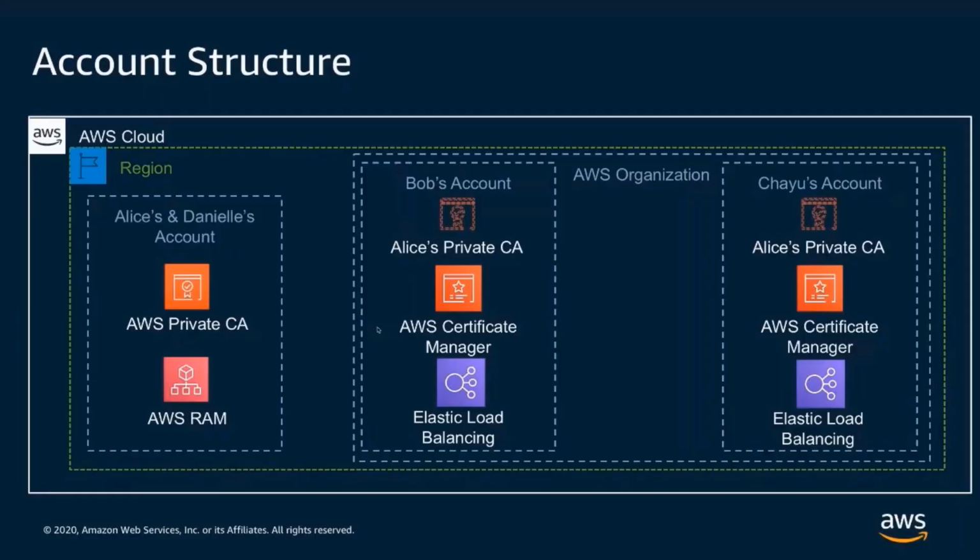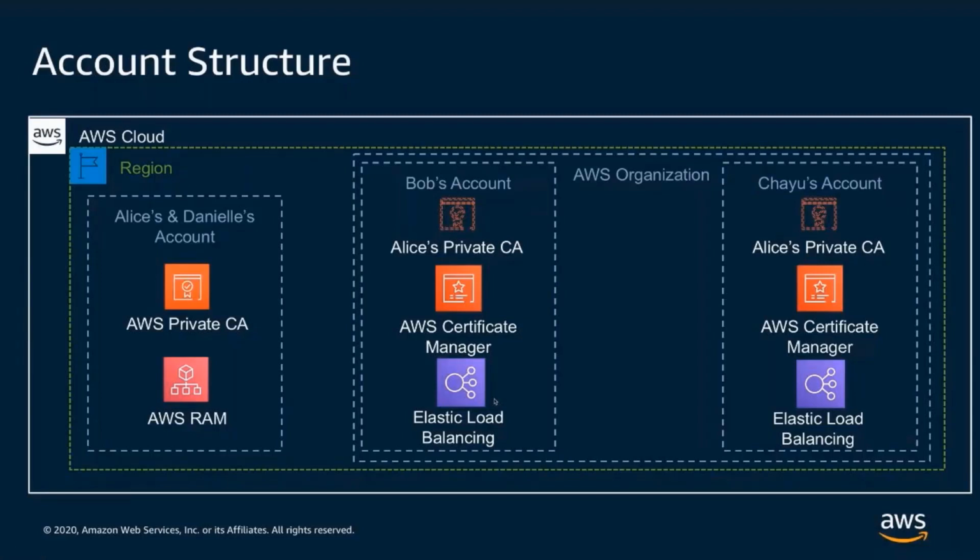Here we are looking at that account structure again. And we can see how Alice created a CA, Alice and Danielle locked that CA down and put appropriate security precautions around it. She then shared that CA with Bob, or had she wanted to share with the organization, Bob and Shayu. Then Bob used ACM to issue a certificate and associated it with an elastic load balancer.